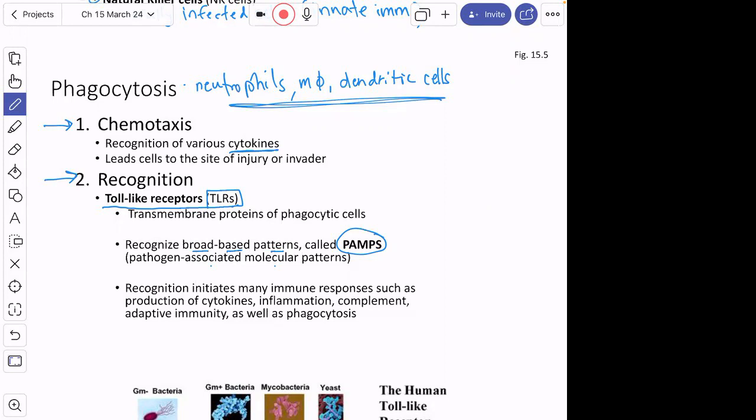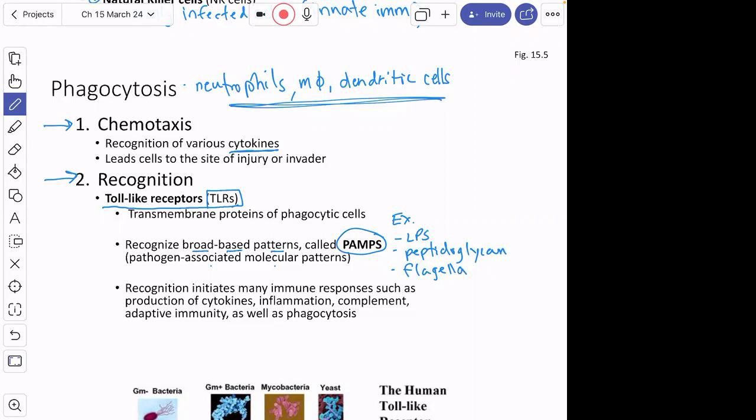Some things like LPS, something in the outer membrane of a bacterial cell. We have a toll-like receptor that will recognize LPS. That's something that we would never find in our cells, so that's definitely foreign. Also peptidoglycan and flagella proteins. Those are just some examples of PAMPs.